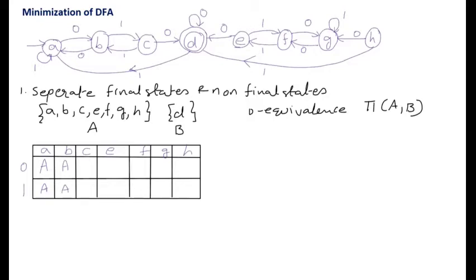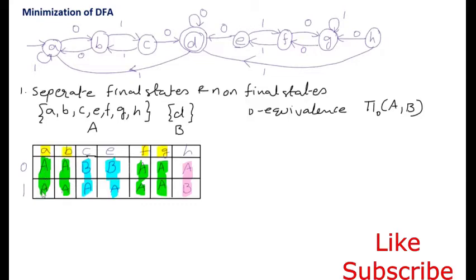And similarly, we need to fill all these cells. H on 0 moves to the state G, and G belongs to the group A, so we have written A here. And H on 1 moves to the final state D, and D belongs to the group B, so we have written B here. If you observe here, there are different patterns. AA is one pattern, BA is one pattern and AB is one pattern.